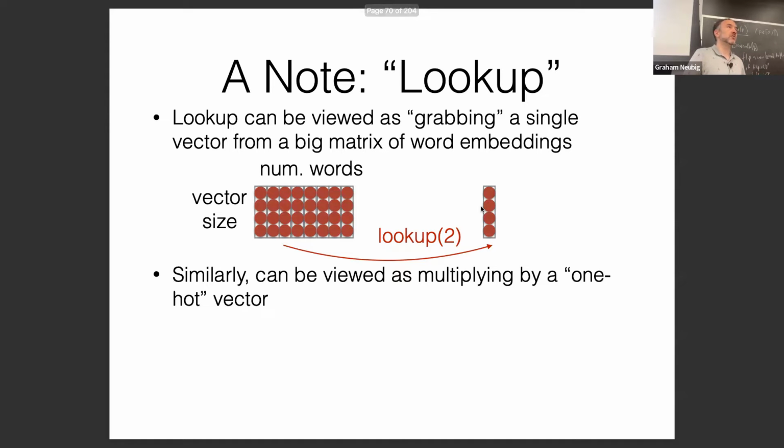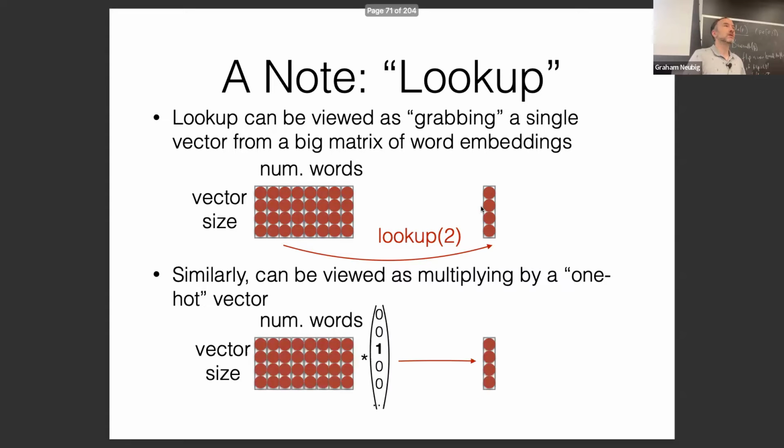That's actually equivalent to multiplying by a one-hot vector. So we could take this big matrix and multiply it by a one-hot vector, and that gives us exactly the same result. There are advantages to looking at this both ways.